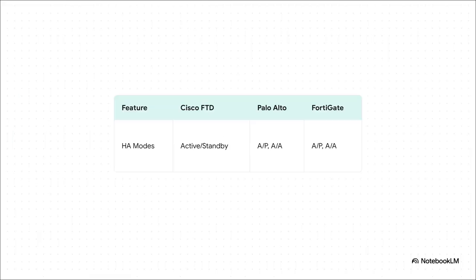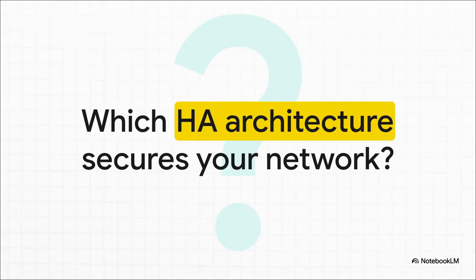Okay, let's zoom out for a second and see how these three vendor philosophies stack up side by side. When we look at HA modes, it's pretty clear. Cisco FTD strictly utilizes an active/standby mechanism. It is tried, true, and heavily built around having those identical hardware pairs. However, if your network demands load sharing or some really complex routing scenarios, both Palo Alto and Fortinet step up by offering a choice between active/passive and active/active modes. At the end of the day, the right choice really just comes down to the very specific engineering requirements of your own enterprise. Which brings us to the crucial point.